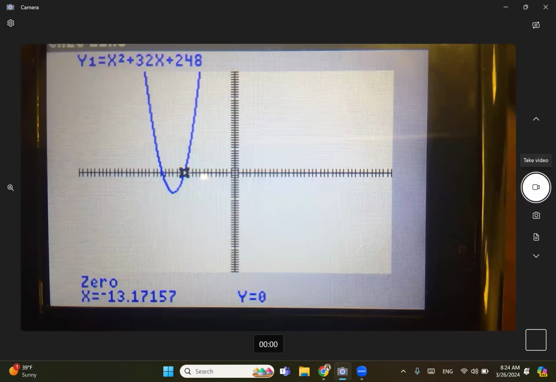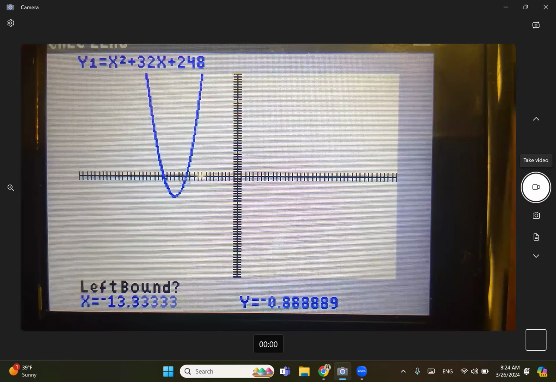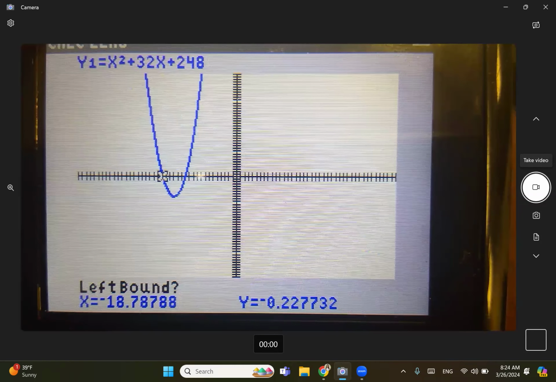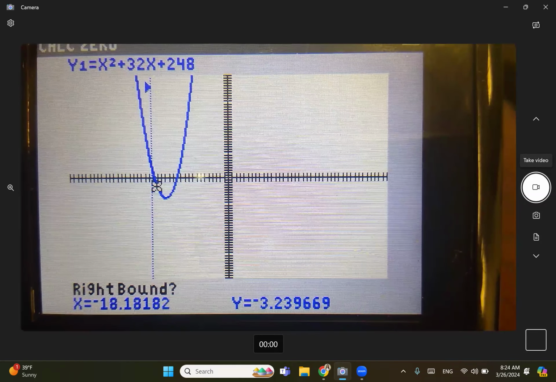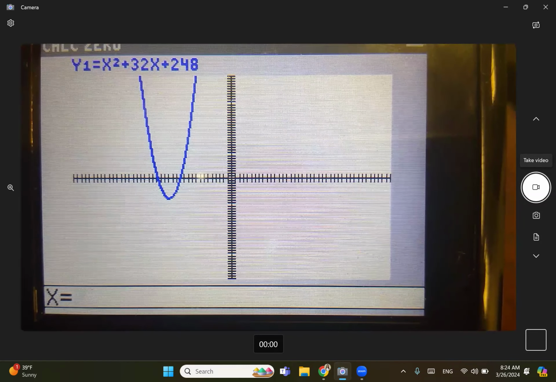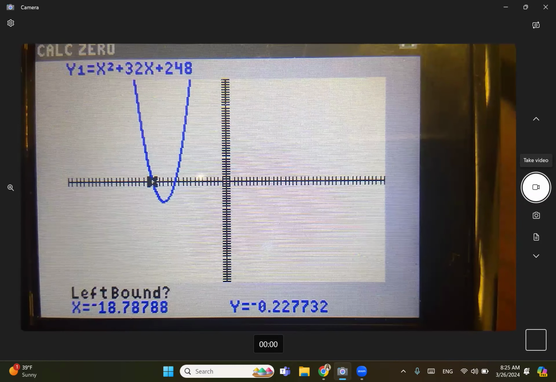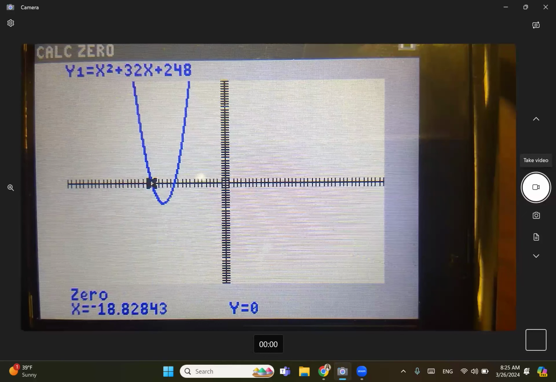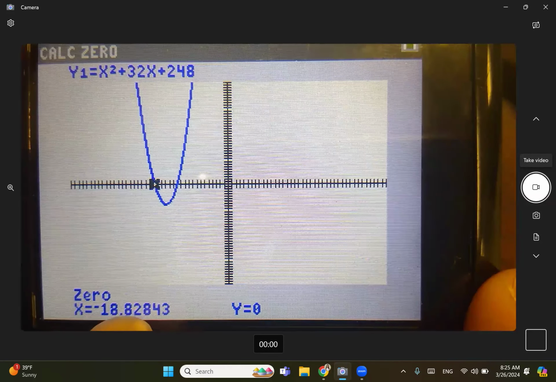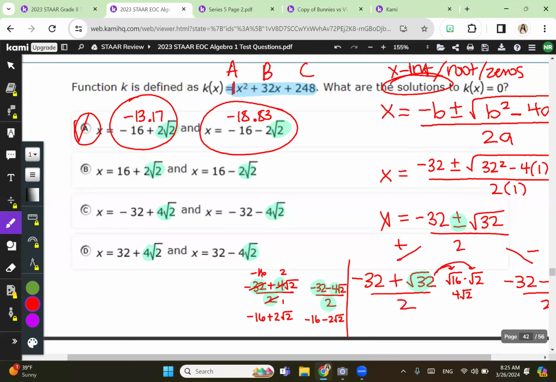You're going to press second trace, number 2. Now you move over to the other x-intercept. But this time when you go left, it's going to go up, which is fine, as long as you know you're pressing the left arrow key. And then you go the other way. I kind of messed up. All right, so I go left, press enter. I go to the right, press enter, enter again. And there's your other zero, negative 18.82 or negative 18.83, which matches this decimal right here. Got it? All right.